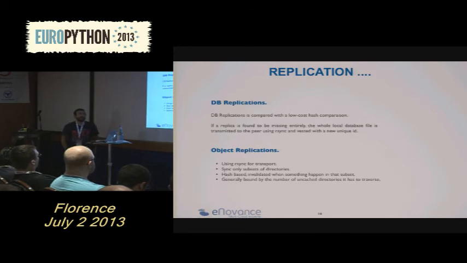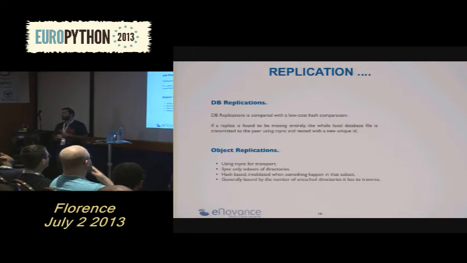For DB replication, a bunch of low-cost hashes get replicated between two DBs and compared, and then a bunch of rows get replicated between them. If there is no SQLite DB, then you would just do an rsync directly.